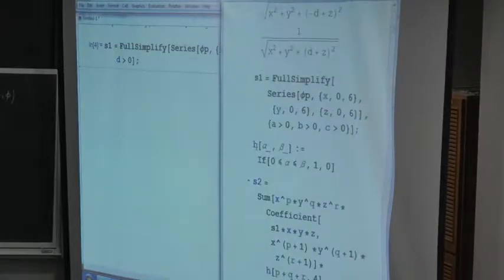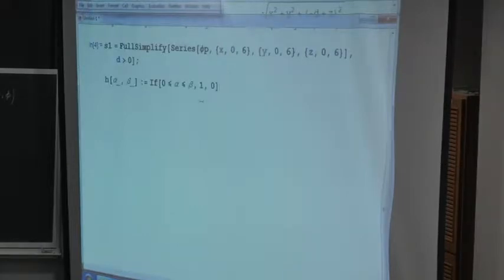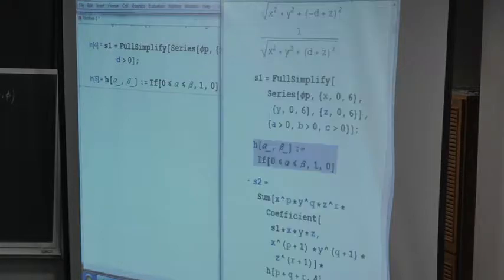What I do is define a function h which takes two arguments, and if alpha is less than beta, then this function is 1, otherwise it's 0. So I just define this. This is just a mathematical trick, nothing to worry about.